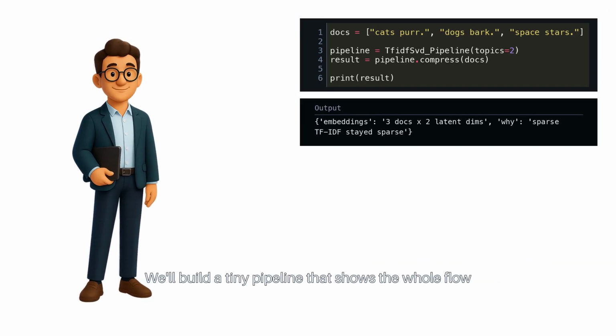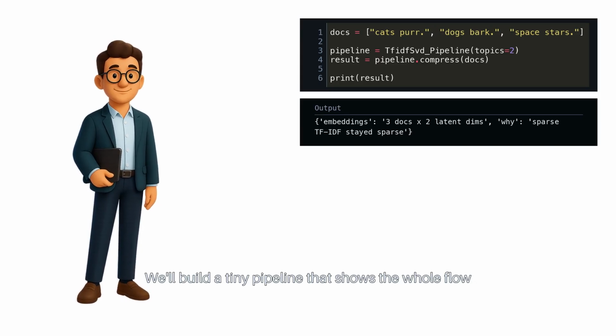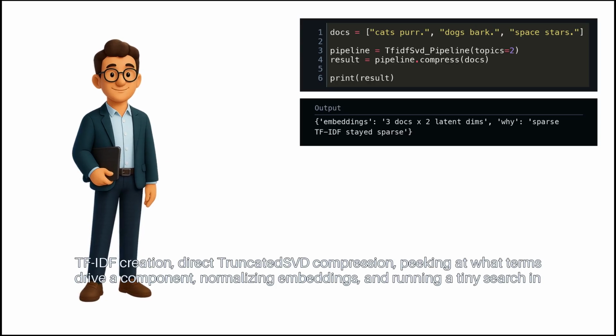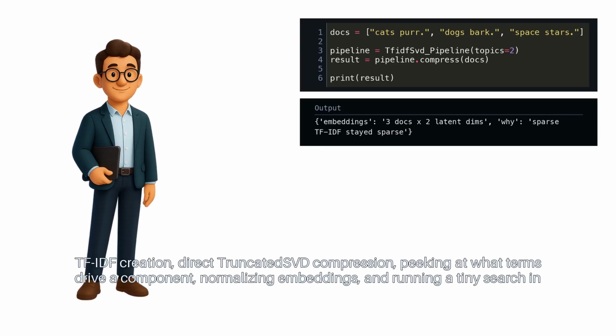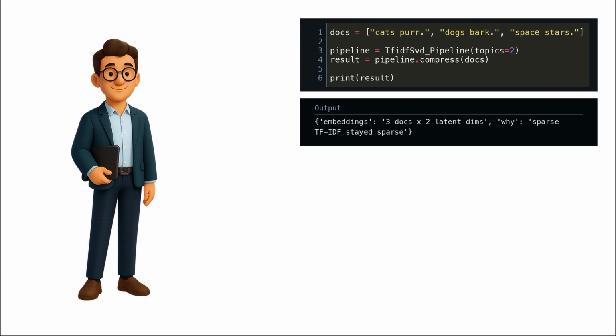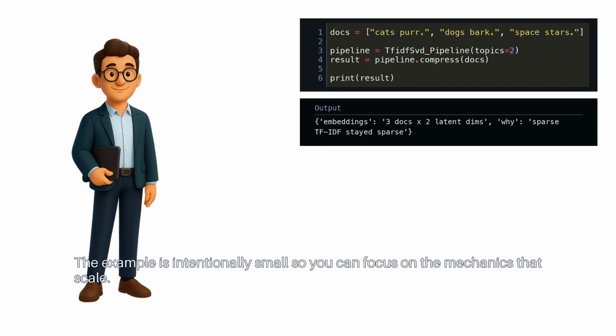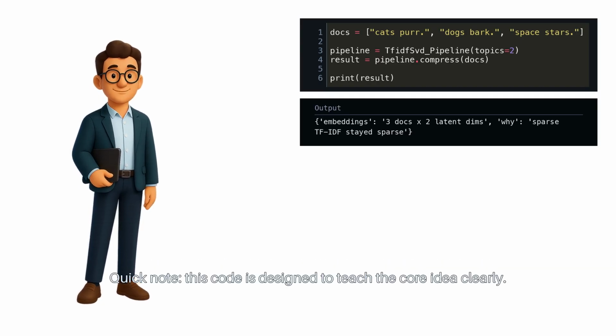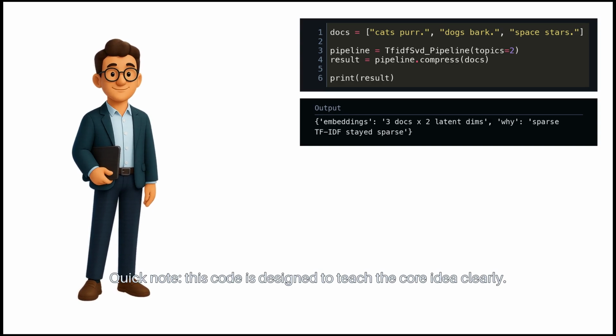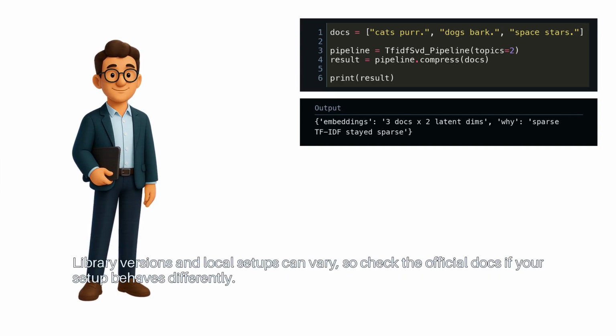We'll build a tiny pipeline that shows the whole flow. TF-IDF creation, direct truncated SVD compression, peeking at what terms drive a component, normalizing embeddings, and running a tiny search in the compressed space. The example is intentionally small, so you can focus on the mechanics that scale. Quick note, this code is designed to teach the core idea clearly. Library versions and local setups can vary, so check the official docs if your setup behaves differently.